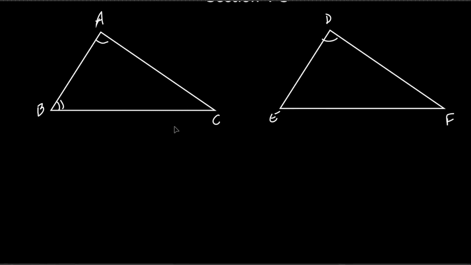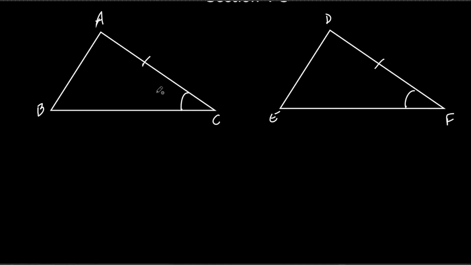Control Z a bunch of times. There we go. All right, so now we've got two triangles right here. Let me show you the first thing. The first thing says, if I can show that one side is equal to another side, and if I can show this angle is equal to this angle, now that's not enough to say that these triangles are congruent, okay?